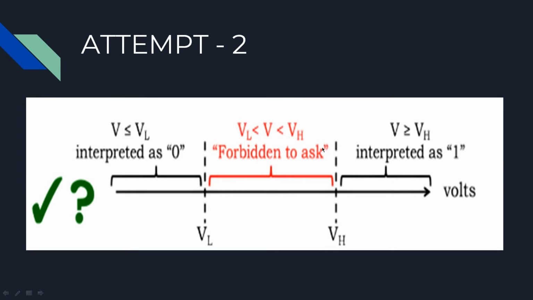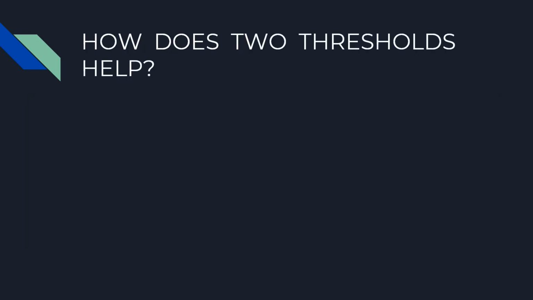If V is between VL and VH, it is called the forbidden state or forbidden zone. A particular system can interpret a voltage in the forbidden zone as either 0 or 1 and is not even required to be consistent in its interpretation. In fact, the system is not required to produce any interpretation at all for voltages in the forbidden zone. Now, how does this help us? How does using two threshold voltages help us?